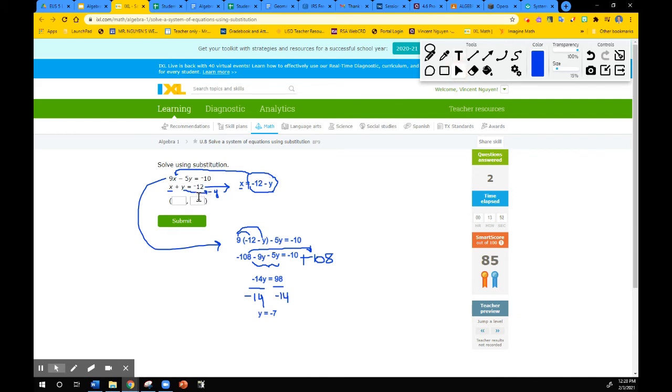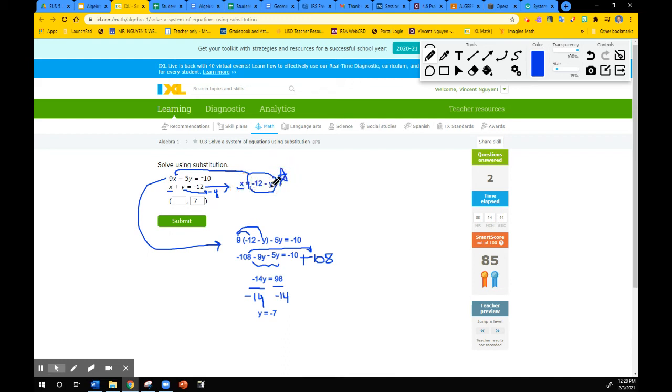So I got half of my answer. I'm going to put this up here. Make sure you put it in the right space. Negative 7, okay, is the y value. And then now, to find the x value, you already have this part worked out for you, right? So it says x equals.